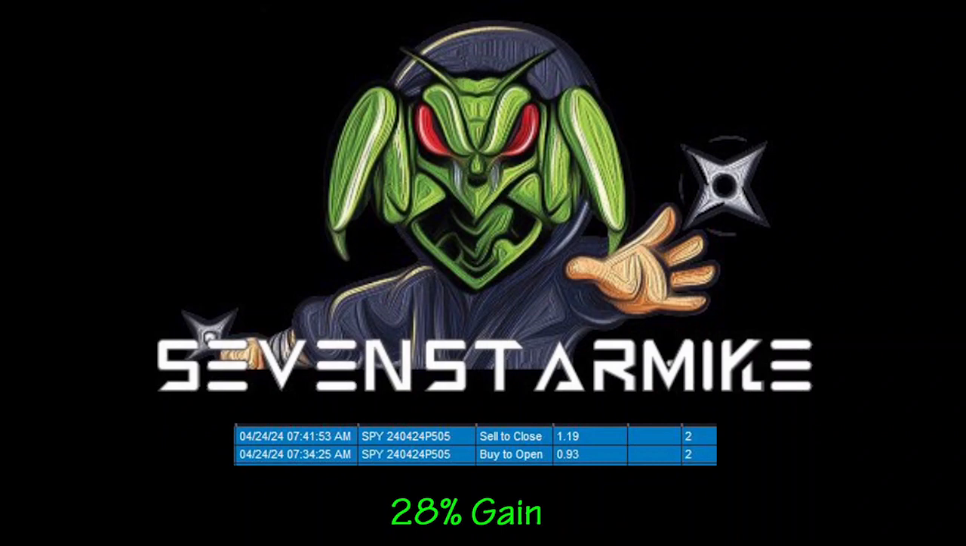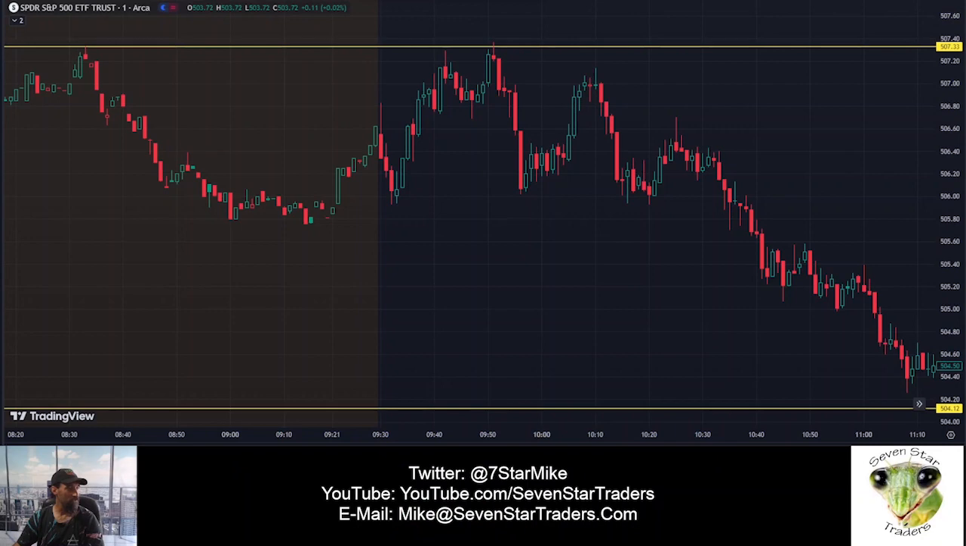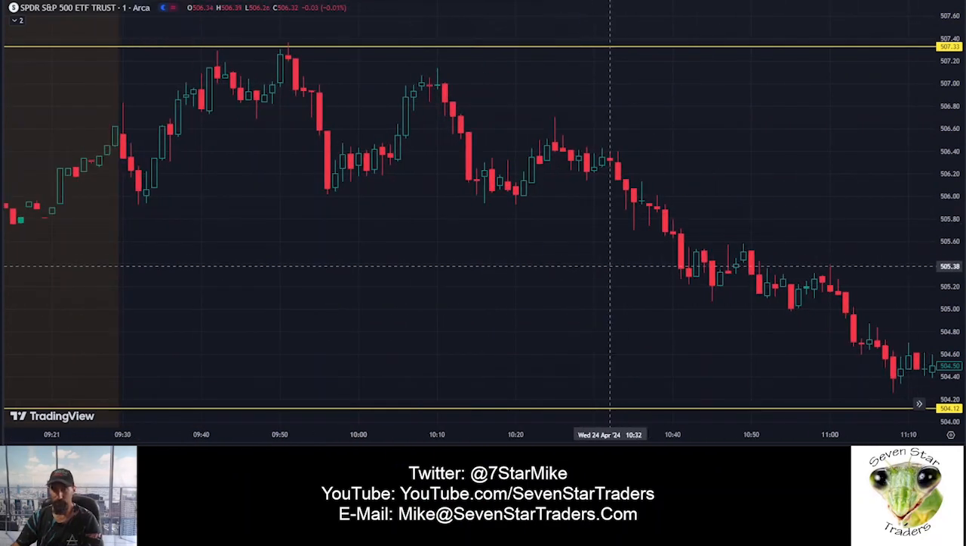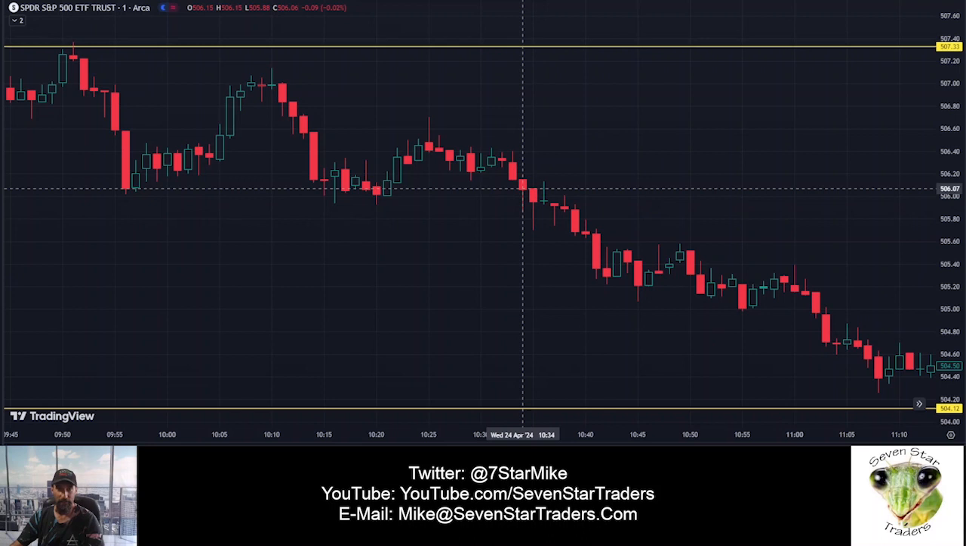The next one was a 28% gain. This was from 93 to 119. Now, let's take a look at the chart on this one again so we can see exactly what I was doing over here. This one I got in at 7:34. So again, West Coast time. The East Coast is 10:34. That's going to be this candle right here.